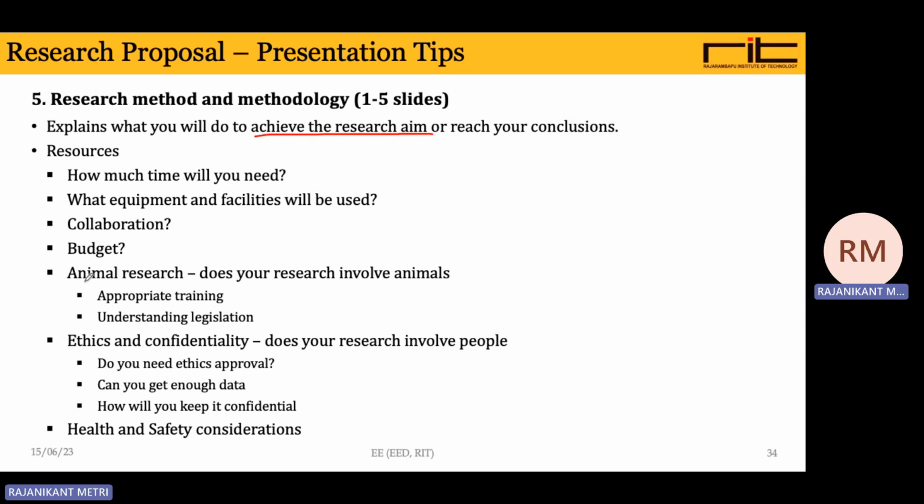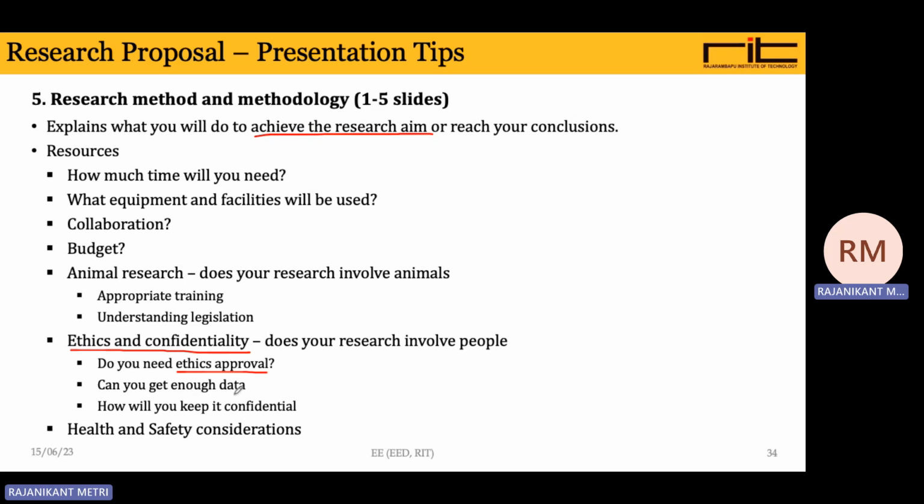Then, is it related to animal research, or does it involve any animals? If so, then what kind of appropriate training is needed? One also needs to understand the legislations related to those things. Then one needs to stick with the ethics and confidentiality involved. Do you need ethical approvals from someone or some organizations?